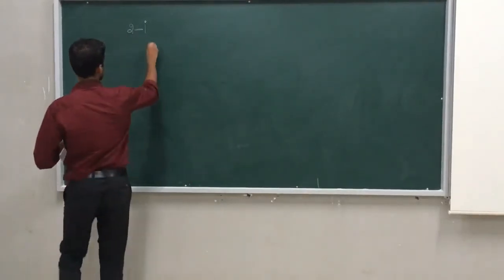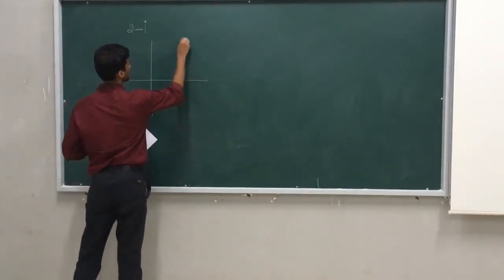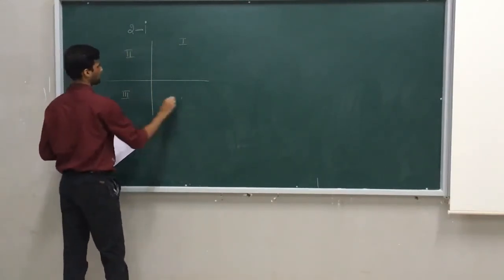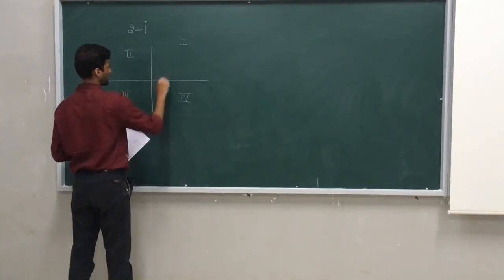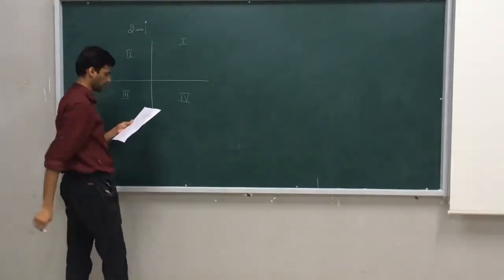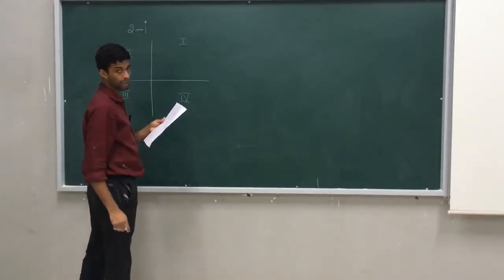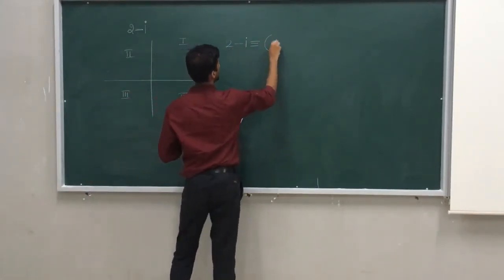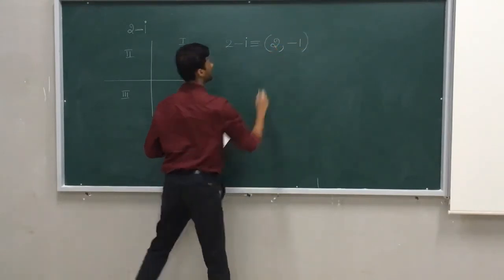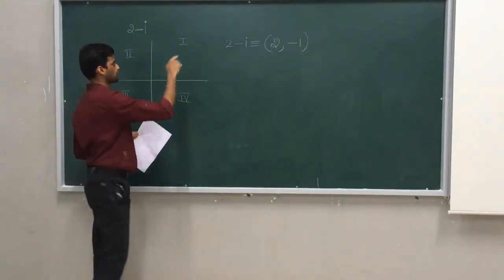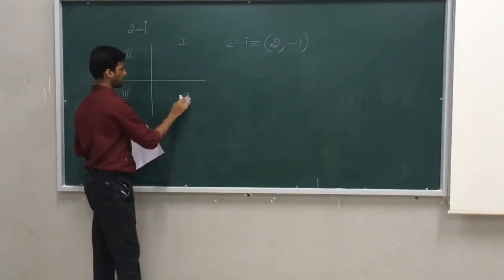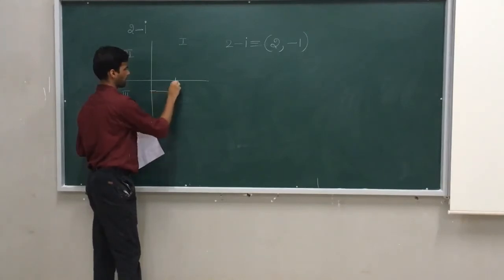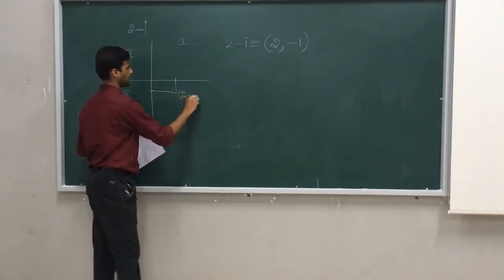what is given is, there is a plane: first quadrant, second quadrant, third quadrant and fourth quadrant. We know that this direction is clockwise, this direction is anti-clockwise. There is a point 2 minus i. 2 minus i is nothing but, in coordinates, 2 comma minus 1. In 2 comma minus 1, x is positive, y is negative. So x is positive, y is somewhere here, means this point. This is 2 minus i.